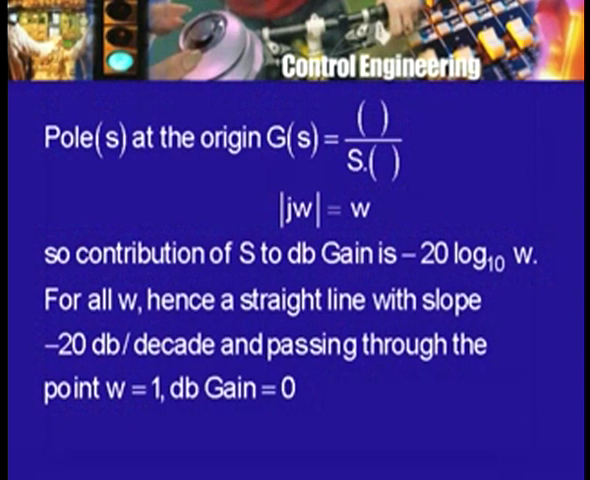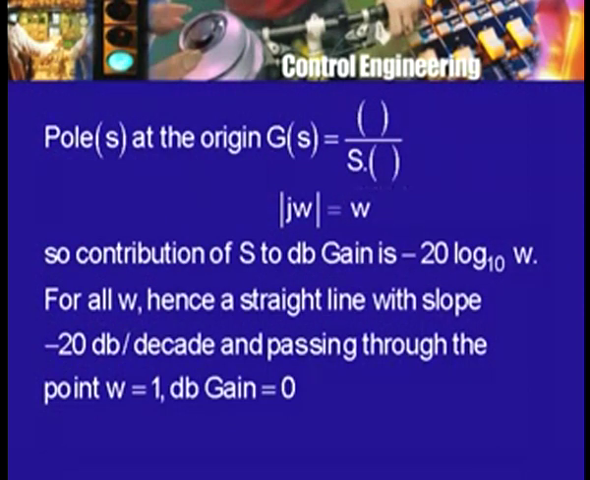There is one case which needs to be looked into and which can occur. In fact, it has occurred already in a problem that we considered, namely, there is a pole or very rarely a zero at the origin. For example, if there is a denominator term s, then what?